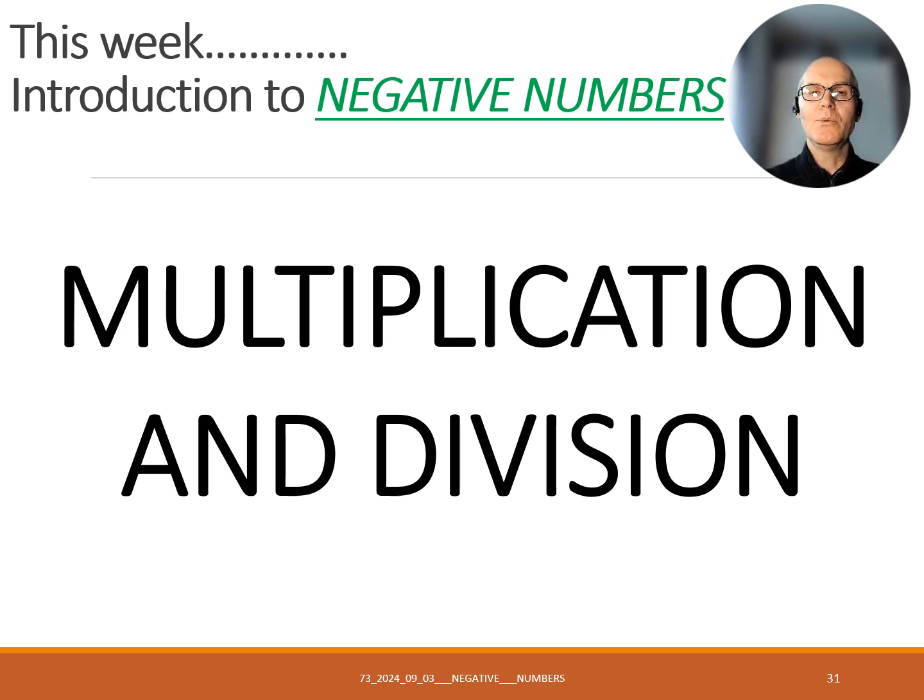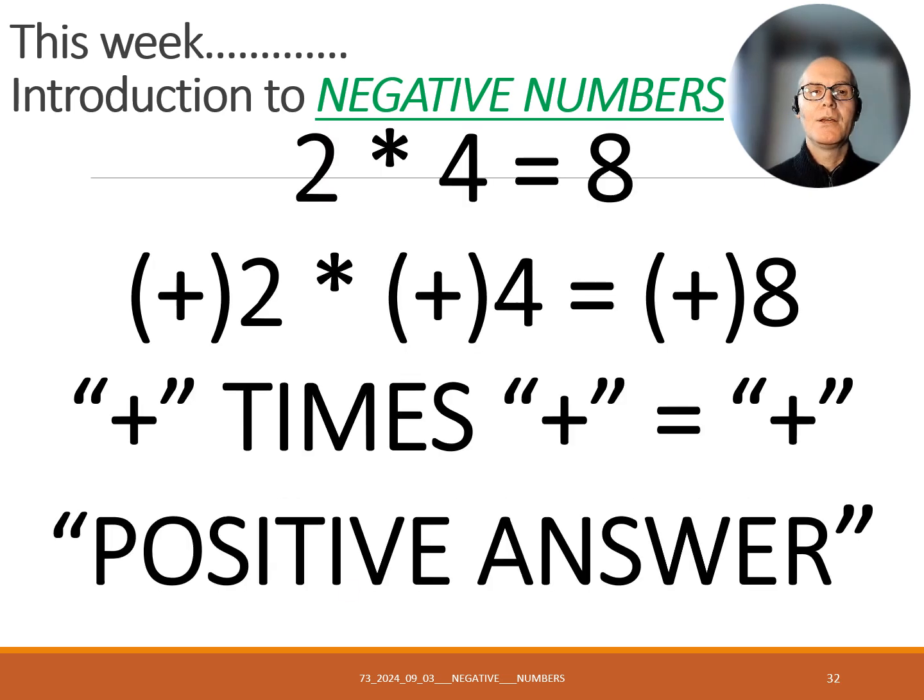That was how you deal with addition and subtraction of negative numbers. Now let's look at multiplication and division involving negative numbers. The rules are quite simple and similar. 2 times 4 equals 8. If we were to put the signs back in, then we have positive 2 times positive 4 equals positive 8.